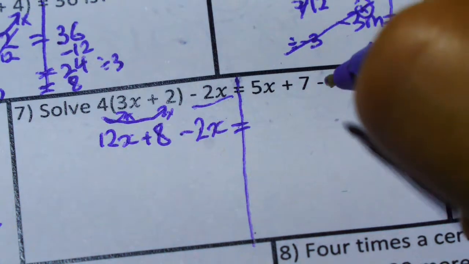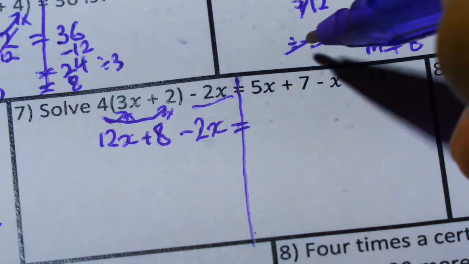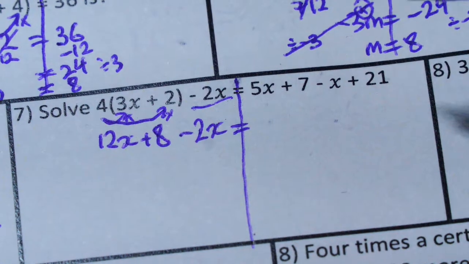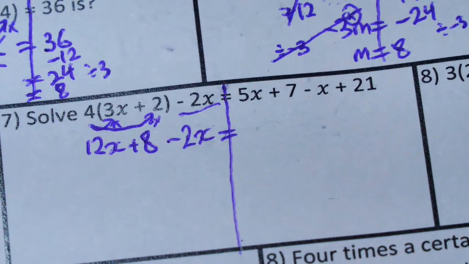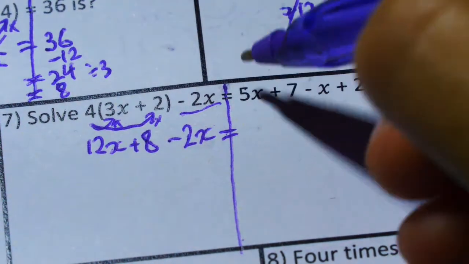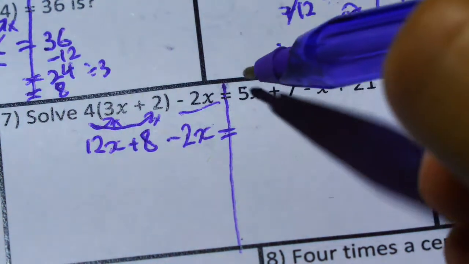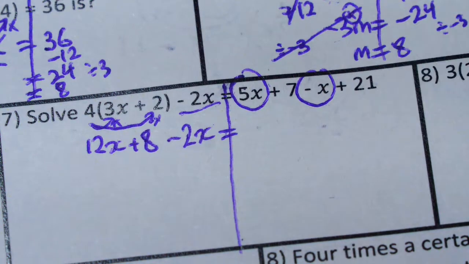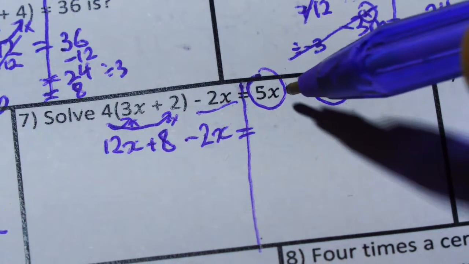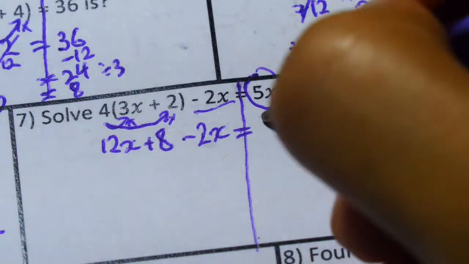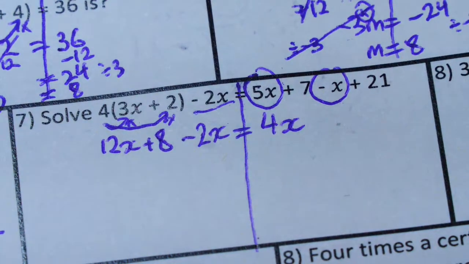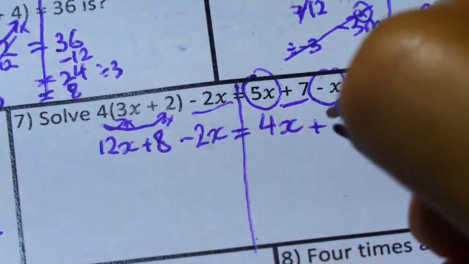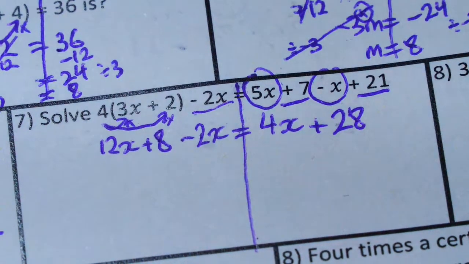Okay, so on this side, we have something that we can simplify. Simplify means make it shorter or smaller. So here, I'm going to put all my x's together. I have 5x here, minus x here. 5x minus 1x, 4x. For the numbers, we have plus 7 and plus 21, plus 28.